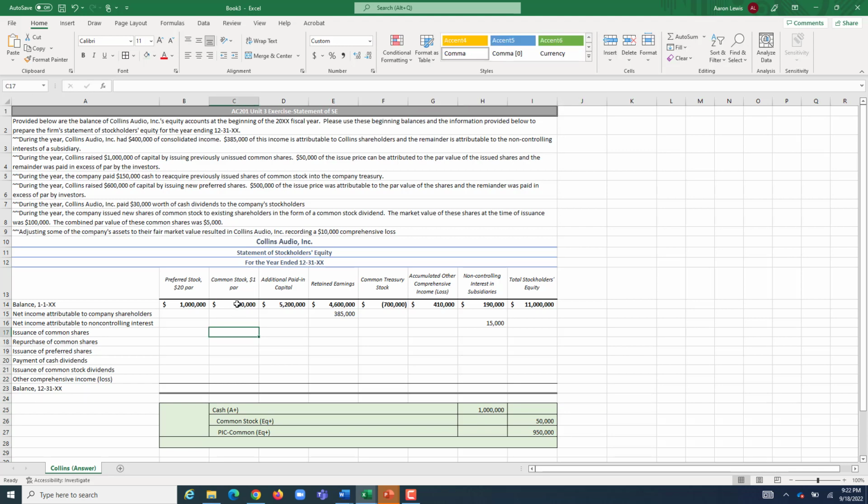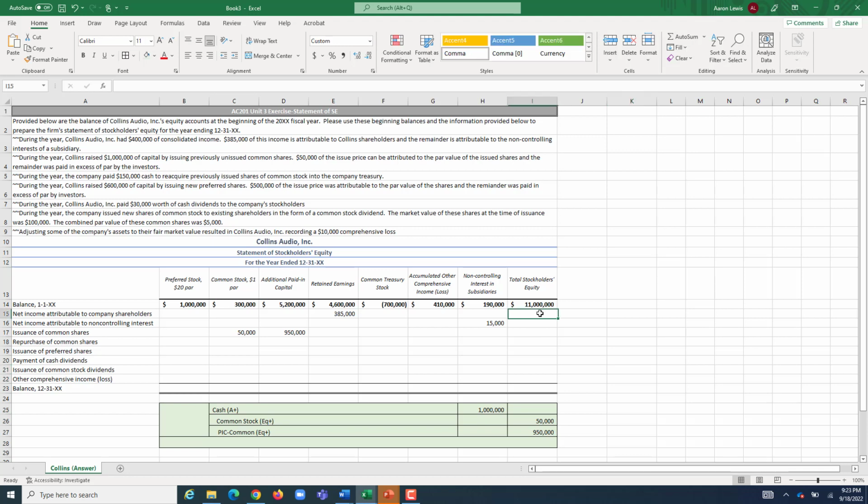So let's make that happen up here in the body of our financial statement. Issuance of common shares is going to increase our common stock account by $50,000. And it's also going to provide us with $950,000 of additional paid in capital. The column on the right, total stockholders' equity, shows the overall effect that that line item had on your company's equity account.